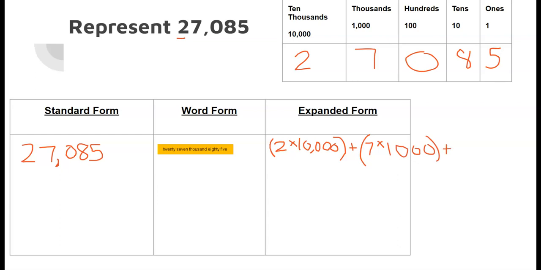plus, I don't have any copies of 100, so I don't need to write that, but I do have 8 copies of 10. Oops, I made a mistake there. That's not supposed to be plus. We have to show that as a multiplication sign. That's going to show that we are making copies. So we have 8 copies of 10 plus, I got the next line. If we look at our ones place, I have 5 copies of ones. So these are the 3 different ways that I can represent 27,085.